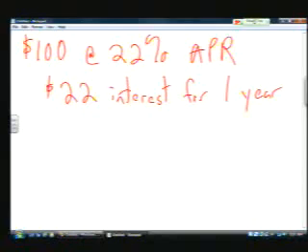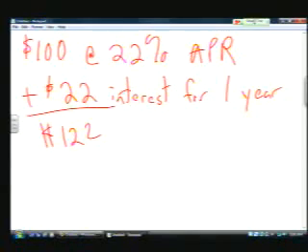Okay? $22 in interest for 1 year. So your total payback, you'd have to add those up, and you get $122. Okay. Now, depending upon the loan, that is either very high interest or very low interest. So how can it be high interest or low interest at the same time? Well, it depends on who's borrowing.